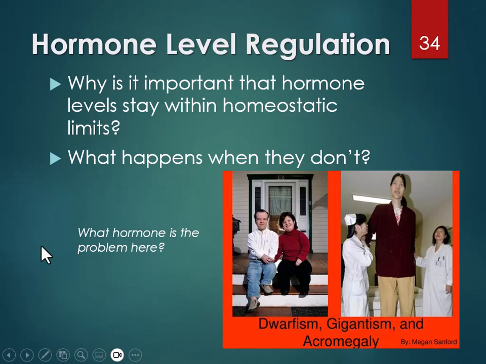So why do we care? Why is it important that hormone levels stay fairly normal? Well, look what happens when they don't. Can you guess which hormone is a problem here? In dwarfism, gigantism, and acromegaly? Growth hormone is the problem. Obviously too much here, or it acts too much, and not enough in dwarfism.